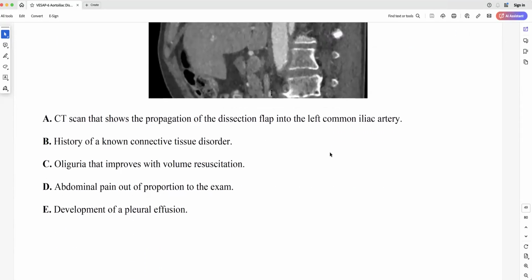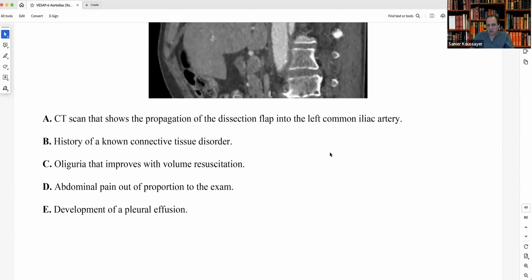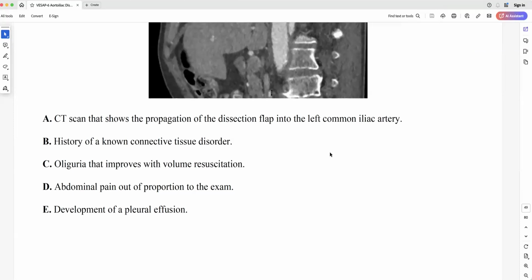Okay. Let's see here. A CT scan that shows propagation of the dissection flap into the left common iliac artery. No. All right. That's not a big deal. What's the problem? It can go to the common iliac artery. It's not a problem, unless it's acute ischemia.